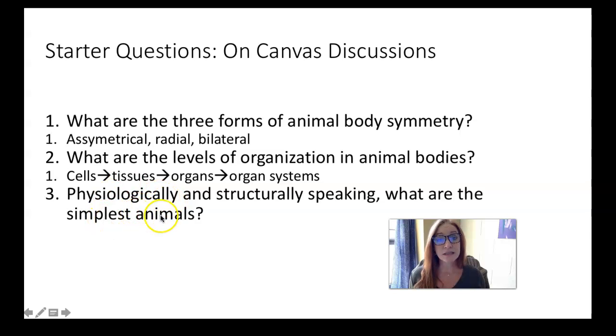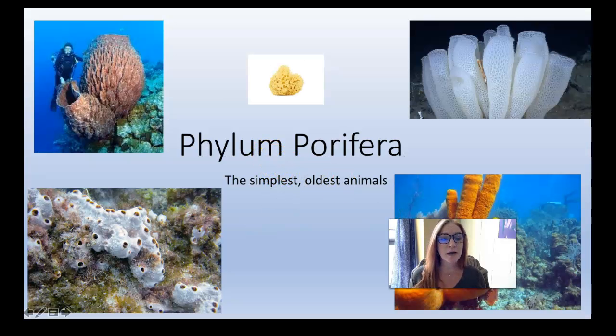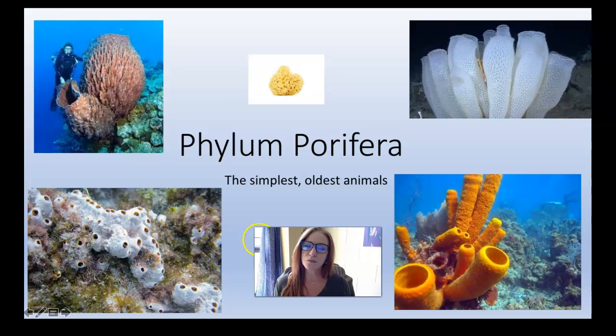So that leads to the next question. Let's see if you figured this one out. Physiologically and structurally speaking, what's the simplest animals? That's right, it's sponges. And that's what we're going to talk about today. We're going to talk about phylum Porifera. Woohoo! These are the simplest, oldest animals.